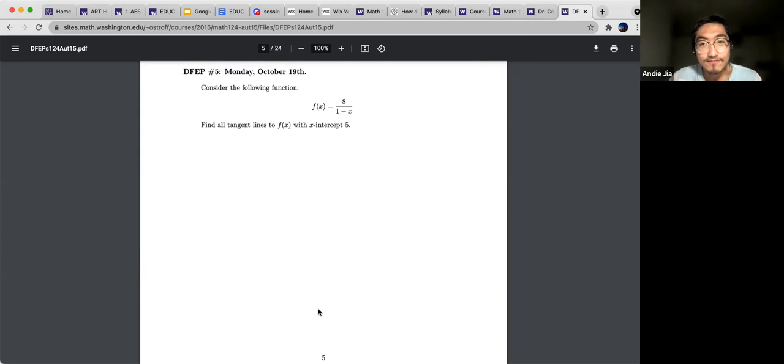For this one, what do we do first? Considering this function, find the tangent line which has an x-intercept of 5. Feel free to try to say one, if you know how to do this. Just feel free to unmute yourself or put it on the chat. Do anything you want if you have a thought.